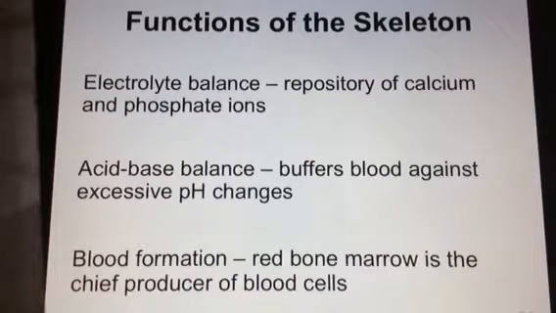Some less obvious functions include electrolyte balance. So we're going to talk about calcium specifically as an ion and when it's absorbed and when it's not. The acid-base balance, which helps buffer against excessive pH changes in the blood. And then blood formation. Red bone marrow is the area that is producing blood cells.